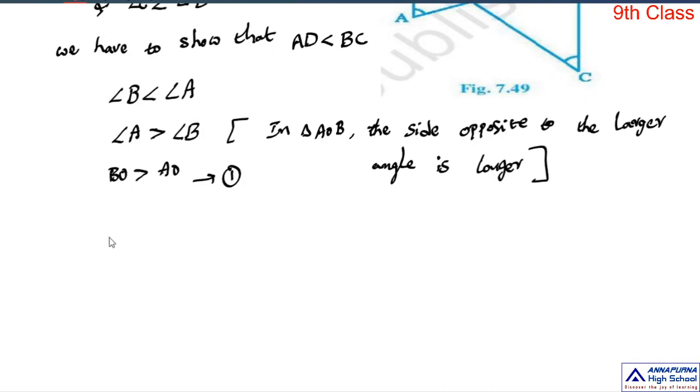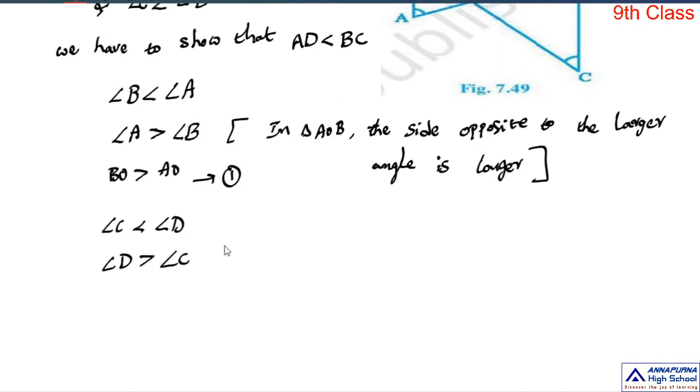Next, take the other given condition. Angle C is less than angle D. So angle C is the smallest angle and angle D is the largest angle in triangle COD. So angle D is greater than angle C.